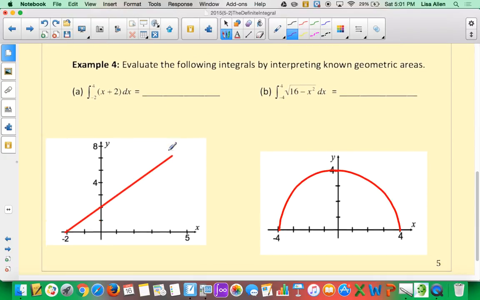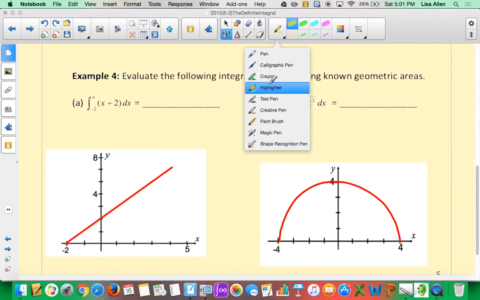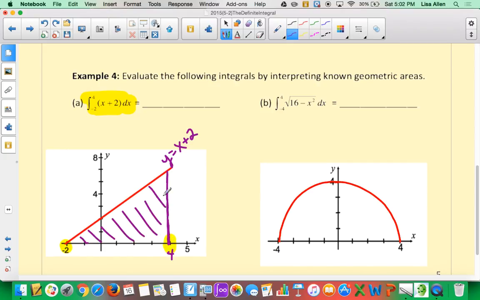So here we go. We'll move on to example 4, where we evaluate the following integrals by interpreting known geometric areas. So if you look at the first one, it's the integral from negative 2 to 4 of x plus 2 dx. So what you're looking at is negative 2 to 4 on the x-axis for the limits, and the line is y is equal to x plus 2, but I'm only going from negative 2 to 4. So I'm going to draw a line from the curve x plus 2 down to the x-axis. And so the area captured would be triangular.